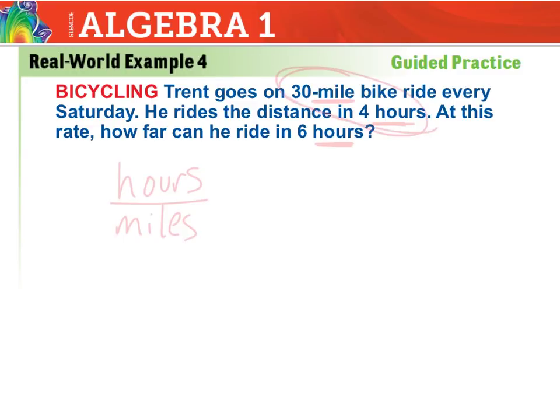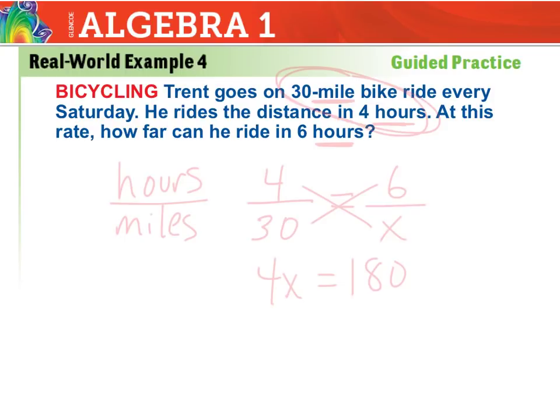So these two have to go together in one of my fractions, all right? 4 hours is 30 miles. That's equal to 6 hours, and how far does he go in 6 hours? There you go. These are the most useful equations ever, because we can use them in all kinds of stuff in our real day-to-day lives.